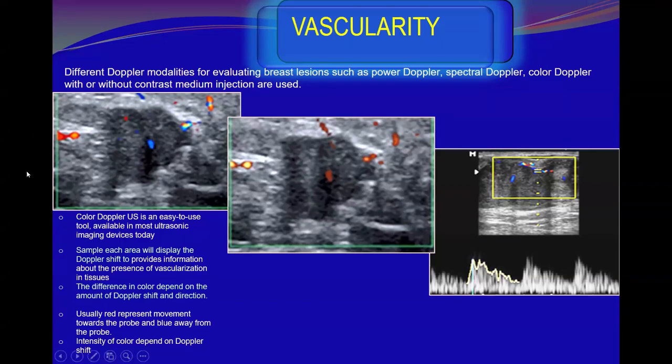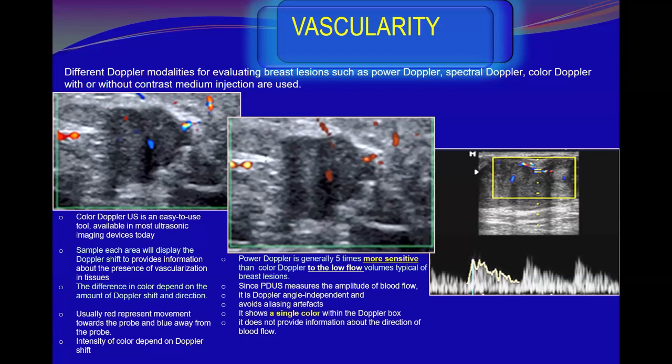Usually the image displays two or more colors representing venous and arterial flow, or the flow toward the probe and flow away from the probe. In most machines, flow toward the probe is represented as red, and flow away from the probe is represented as blue. We can also get some information regarding the intensity of color depending on color shift.